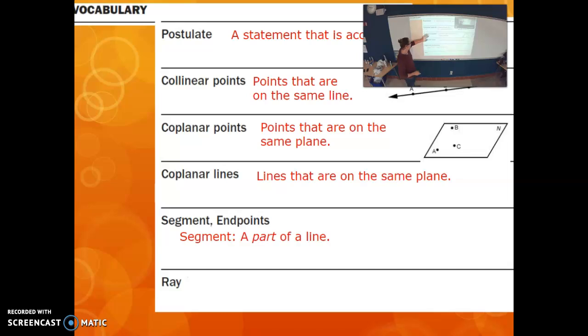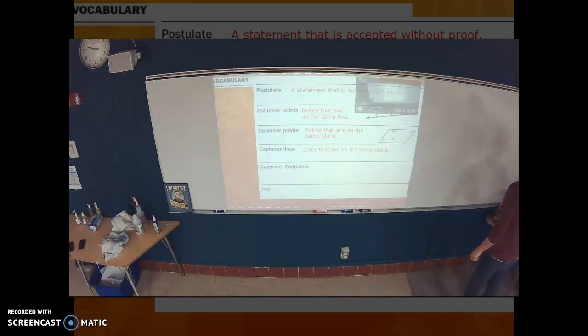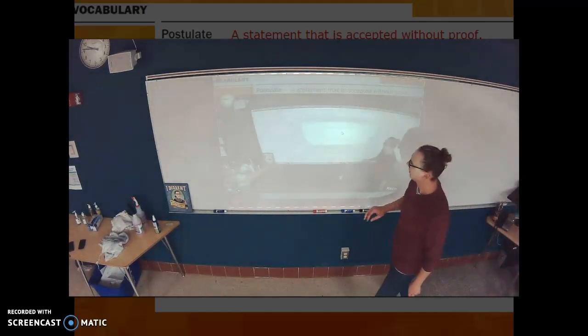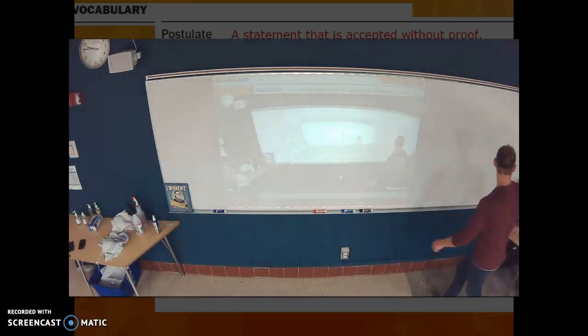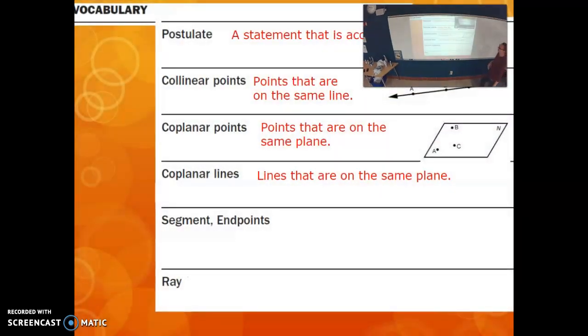So, looking at just these 3 for now, I'm going to talk about them. Let me pop back over here. Looking at these 3, collinear, coplanar, and coplanar. Collinear, same line. Coplanar, same plane. And you can have coplanar points and coplanar lines, but the fact that they are coplanar is the important thing there. Because we know what a point is and we know what a line is, but remember, same plane, same line.